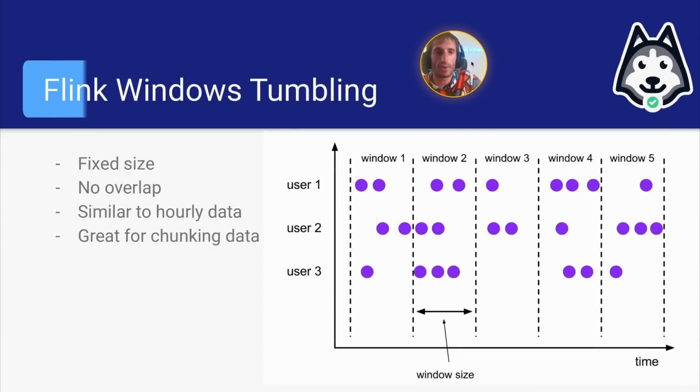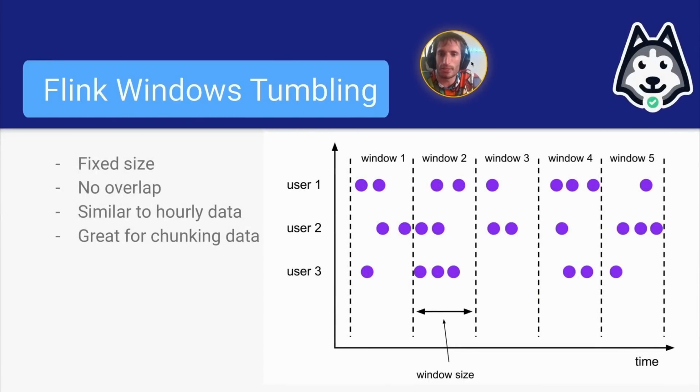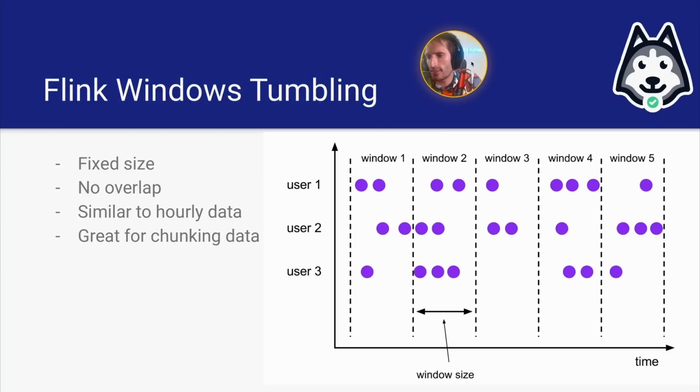Okay, so now let's talk about tumbling windows. Tumbling windows are very interesting. These tumbling windows are the closest comparison with data in batch.